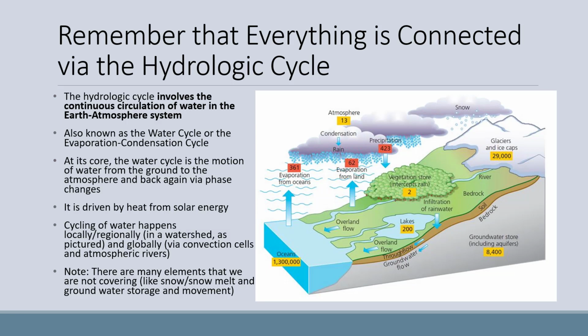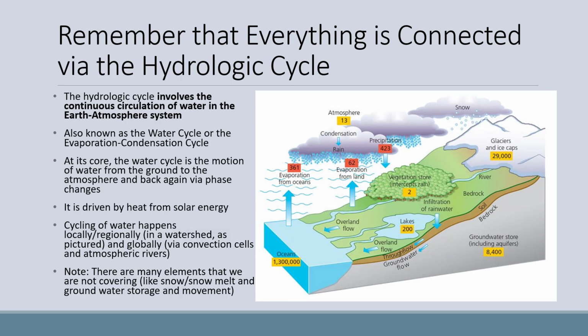The hydrologic cycle involves the continuous circulation of water in the Earth atmosphere system. It is also known as the water cycle or the evaporation-condensation cycle. At its core, the water cycle is the motion of water from the ground to the atmosphere and back again via phase changes, and it's driven by heat from solar energy.